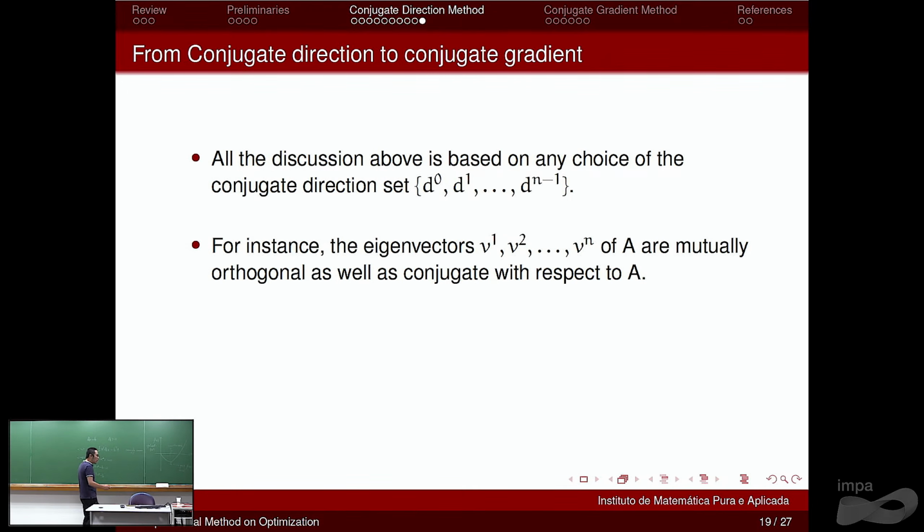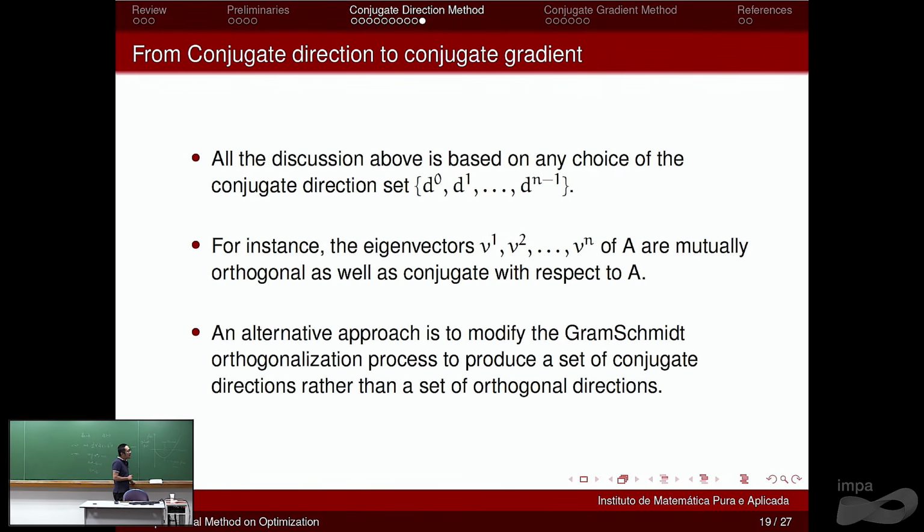So this is not a wise option. Another is we can use a modification of the Gram-Schmidt orthogonalization process. But this orthogonalization process requires you to store all the vectors you generated in this process.